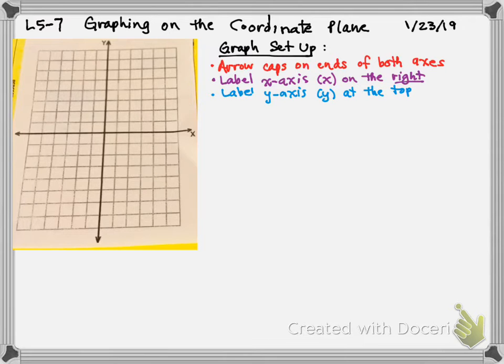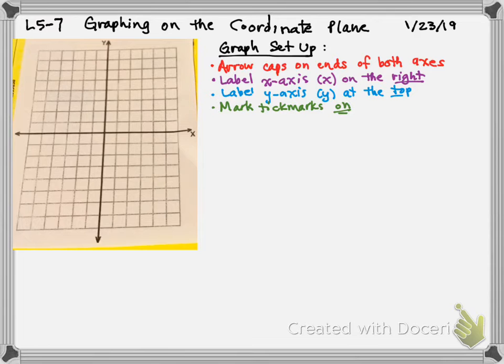Now, if you notice, our graph has already been labeled with the x-axis and y-axis, but there are some things missing, and that's the next bit. We need to make some tick marks where our numbers are going to go. So we're going to mark tick marks, and here's the important thing.